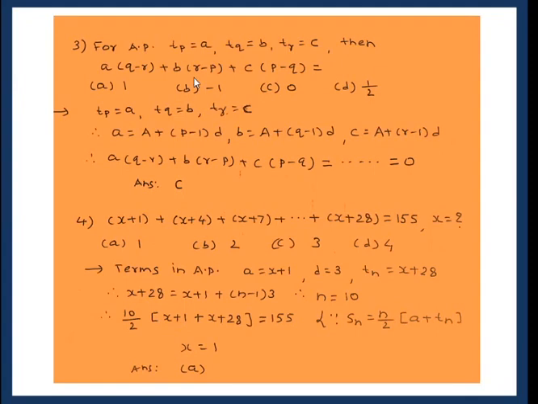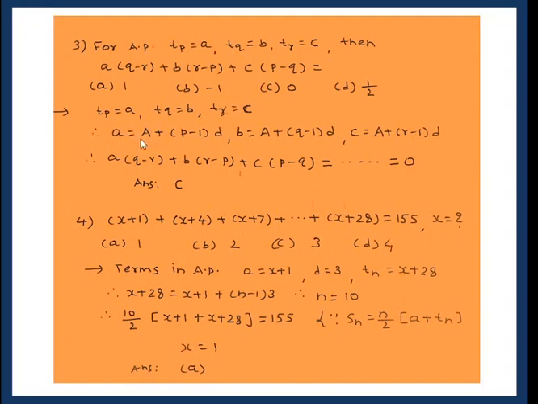Now the next one, for an AP, Tp is a. Now what is Tp? Tp means pth term, that is a. Tq is b, Tr is c. Then we are asked to find the value of this expression. Now, what is the formula for nth term of an AP? It is a plus n minus 1 into d.